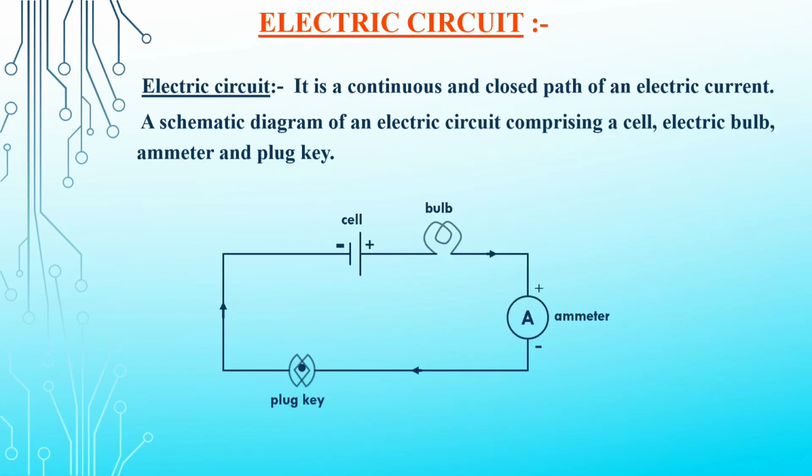Electric circuit. It is a continuous and closed path of an electric current. This is a diagram for an electric circuit. It contains a cell, an electric bulb, an ammeter and a key. Here the electric current is measured with the help of the ammeter. This ammeter instrument is connected in series in an electric circuit.